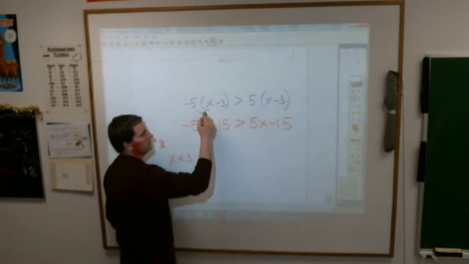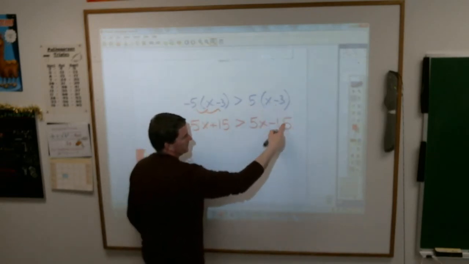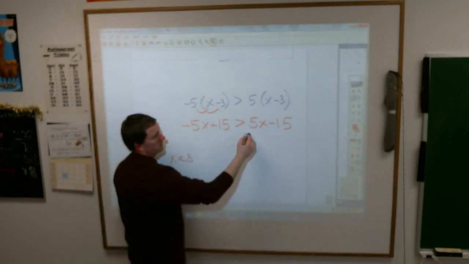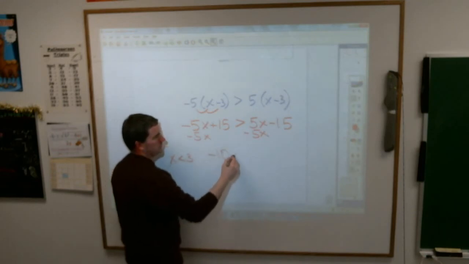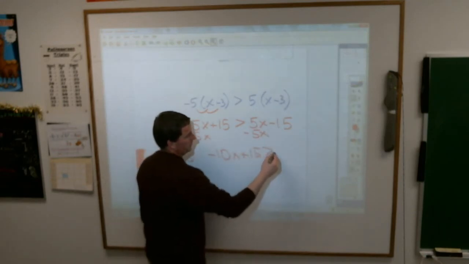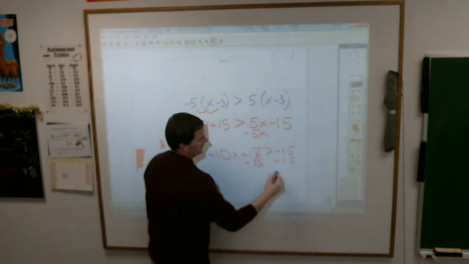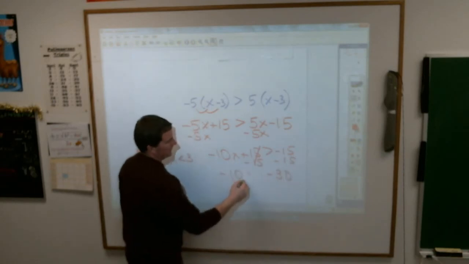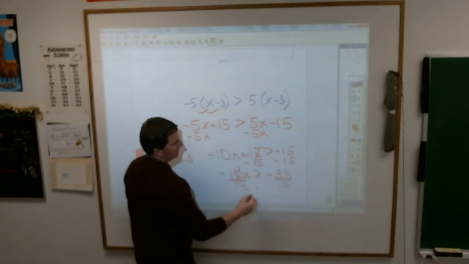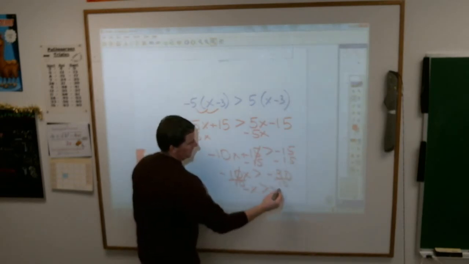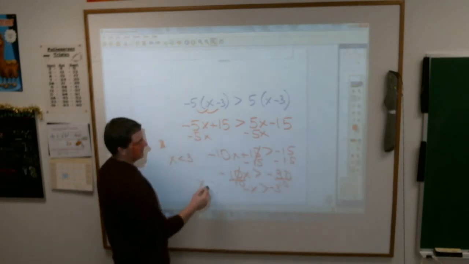Well, I should have done this. You got distributive property. Negative 5x, negative times a negative is a positive 15. 5 times x, 5 times a negative 3. Moving your x's all to one side, you subtract 5x, that gives you a negative 10x over here, plus 15 is greater than negative 15. Subtract 15, you get negative 30, negative 10x. Divide by 10, negative x is greater than negative 3. Opposite, opposite, opposite gives you positive x less than 3.